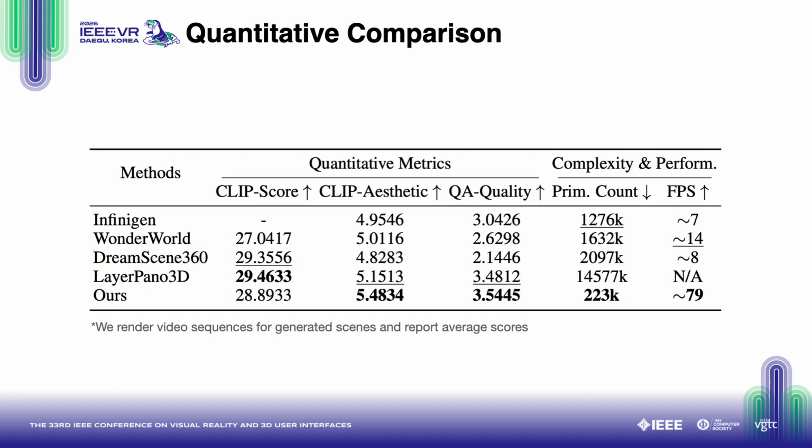As shown in the table, our method achieves a competitive CLIP score and the best CLIP aesthetic and Q-Align quality, indicating higher overall visual quality. Meanwhile, our method uses the most compact scene representation, achieving the lowest average primitive count among all methods, and delivers an average of 79 FPS on VR devices.